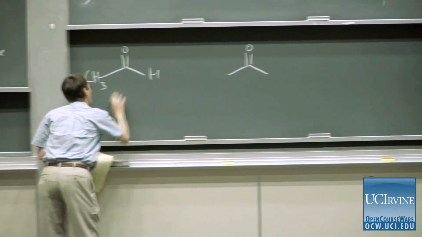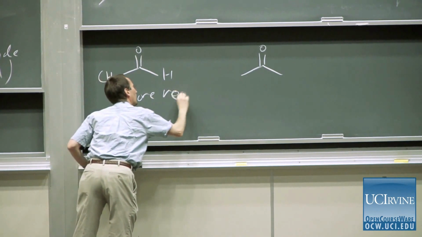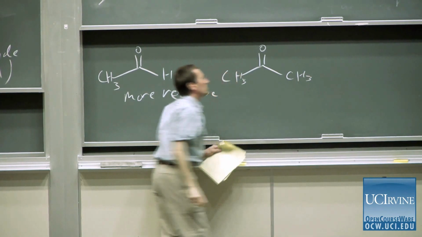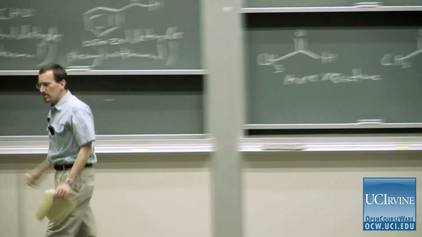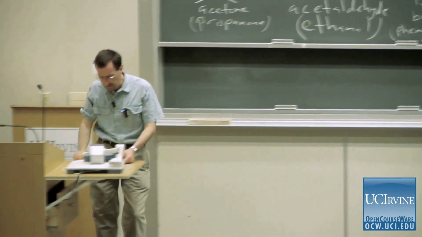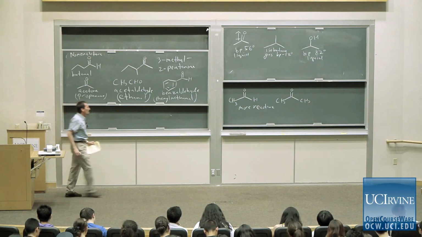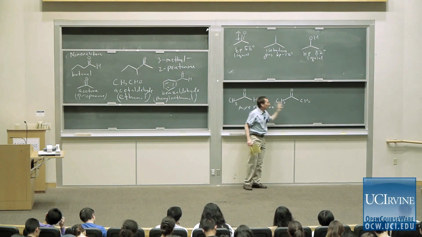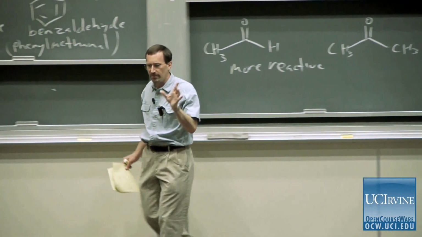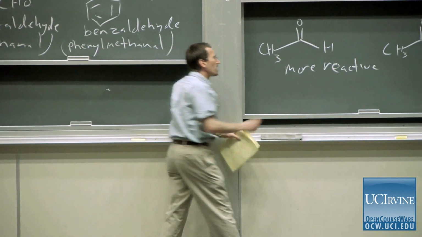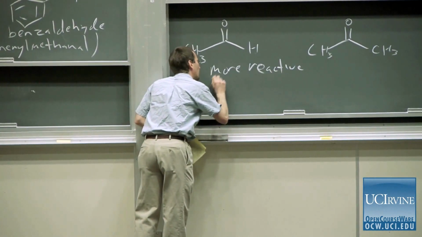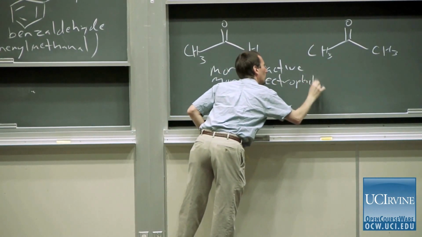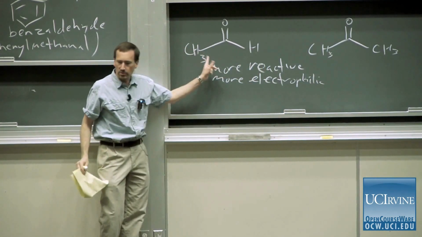So acetaldehyde is more reactive. I'll draw it for similar purposes. And the main difference in reactivity that I think of is mainly electronic. In other words, your carbonyl in both of these compounds, both in acetaldehyde and in acetone, is reactive toward nucleophiles. But your acetaldehyde is more reactive, more electrophilic, because the carbonyl is more electron deficient.